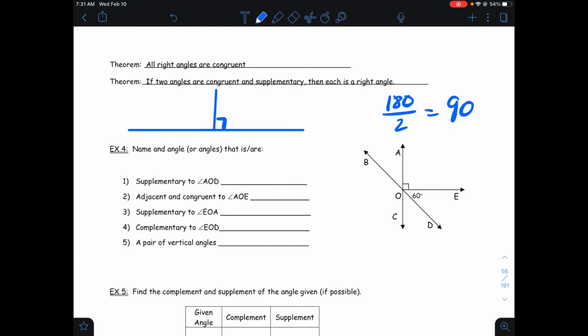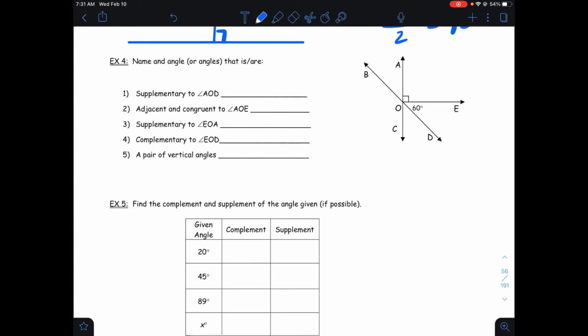All right. So now let's go ahead, try example 4. It says, name an angle or angles that are supplementary to angle AOD. So first off, let's check out, we've got AO and D. So they want something that is supplementary to that. So I'm looking, well, this is definitely a straight angle, right? So it looks like angle DOC is going to be supplementary. Where did I come up with that? Well, these 2 angles make a straight angle. All right. And so you can see that in order to get to 180, you're going to need that DOC.